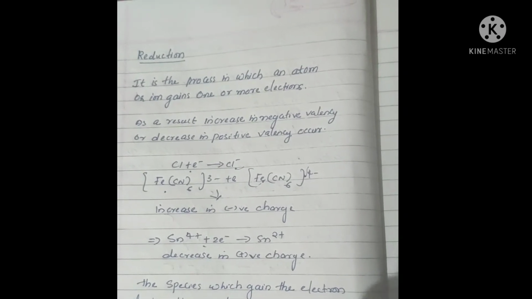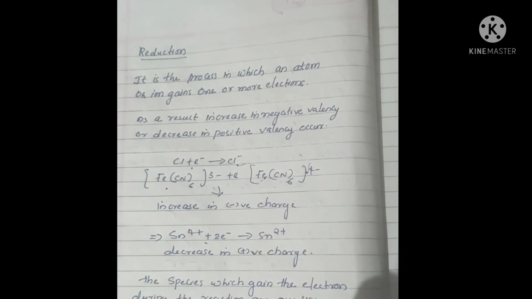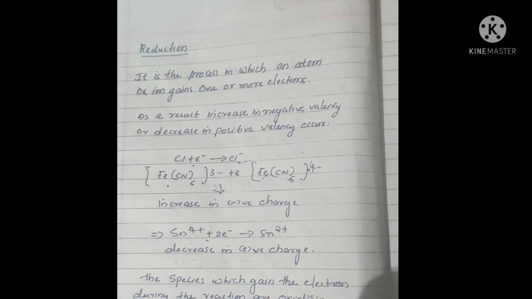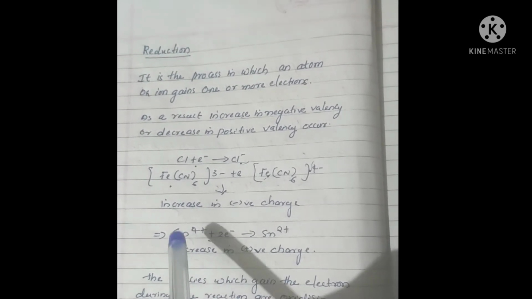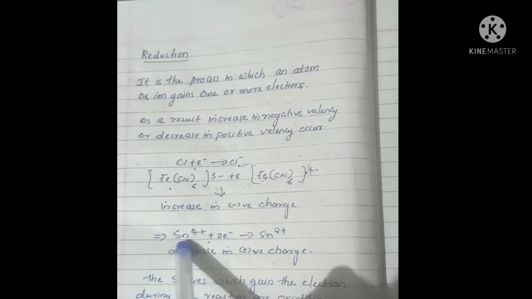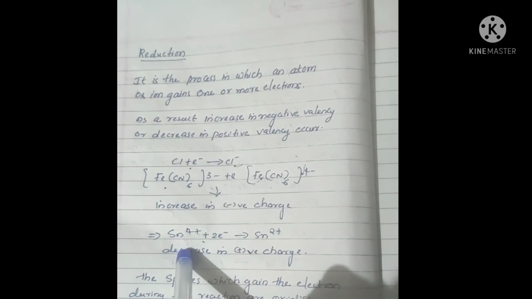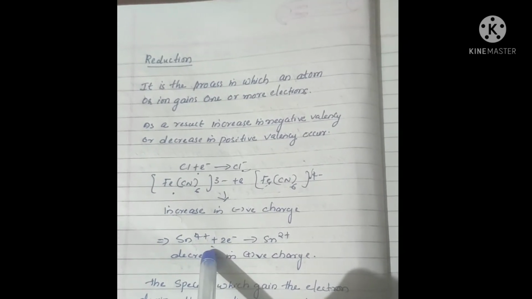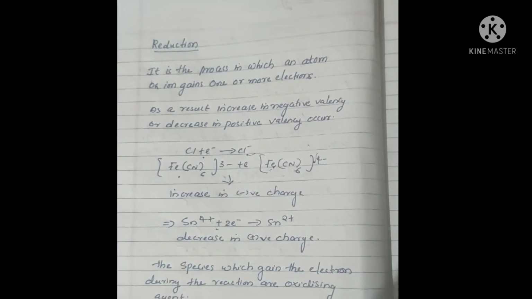Then in the case of reduction, the species which gains the electron during the reaction is the oxidizing agent. In the case of this example, which is the oxidizing agent? Sn4+, because it gains electrons.